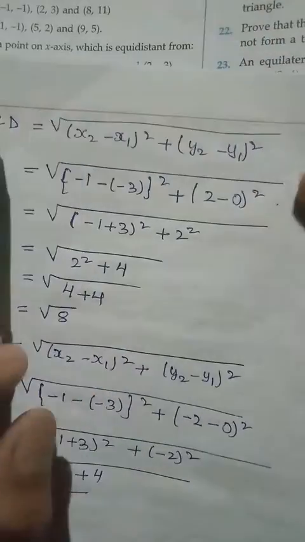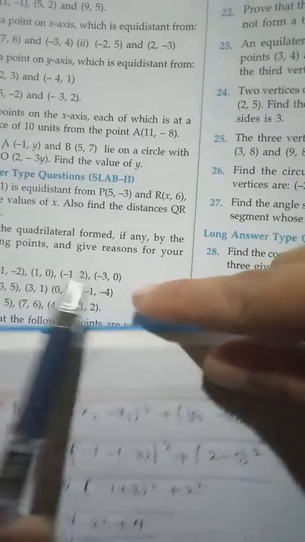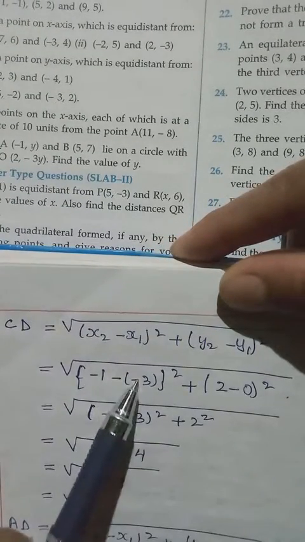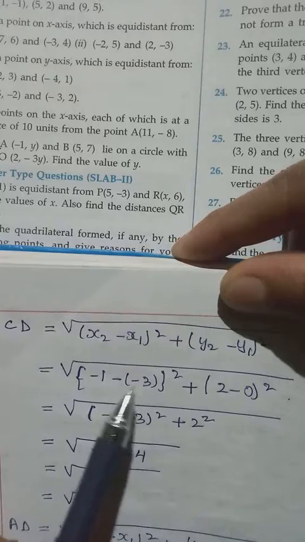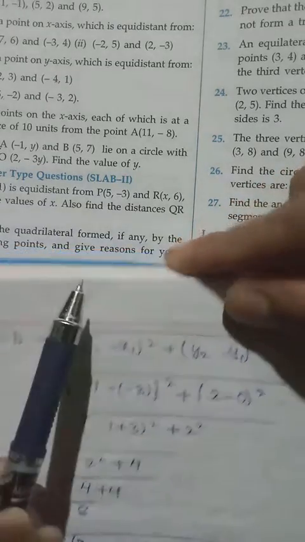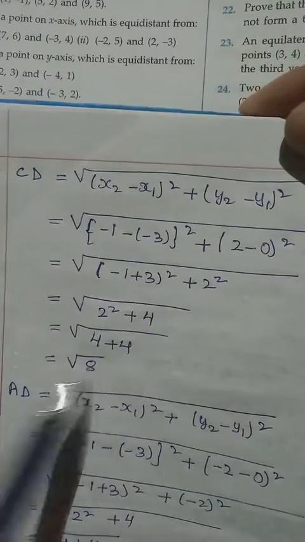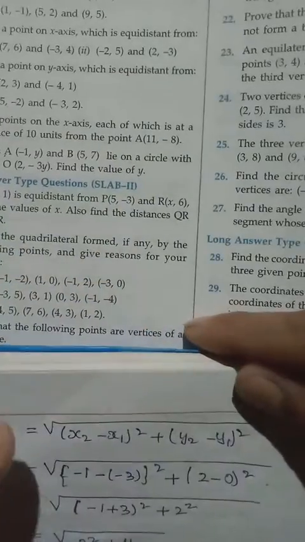Then the same way you take the next one, C and D. Compare from the points C and D, you will have minus 1 and minus 3. Here we have double minus, one from the formula, one from the question. So minus to minus becomes plus, so it will be 3 minus 1, 2 again. Then we have the second one, 2 minus 0, which will be 2. Again we get 8. Then next we take A and D.